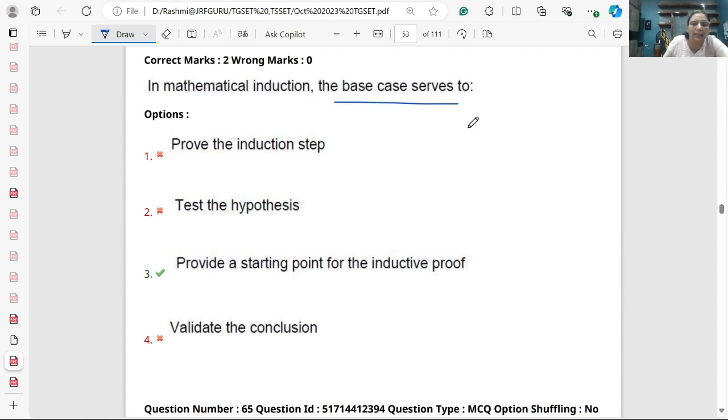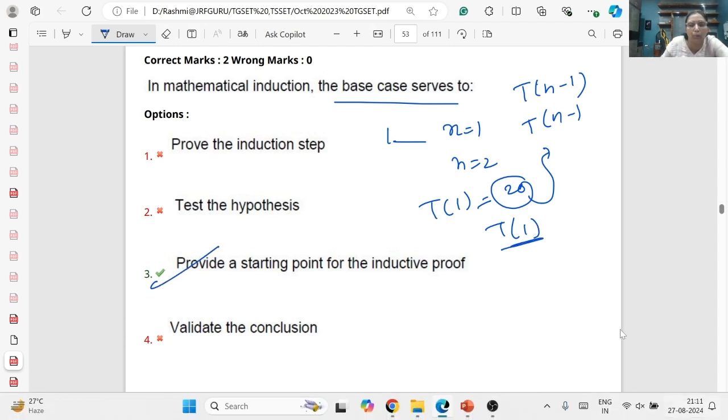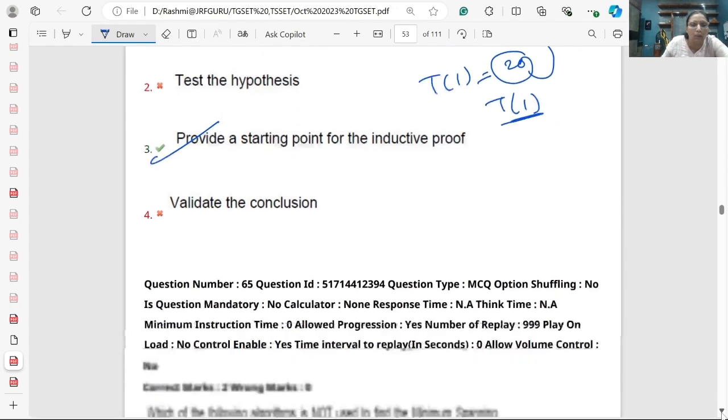Okay. Next, in mathematical induction, what does the base case serve? In mathematical induction we start with the base case. So like I assume the value of n is 1, the value of n is 2, and finally I calculate the value of t(n-1), t(n-2), and suppose the value of t1 is given. So this is my base case where the value is 20. I will simply put the value of t1. So it is the starting point. It provides the starting point for the inductive proof.